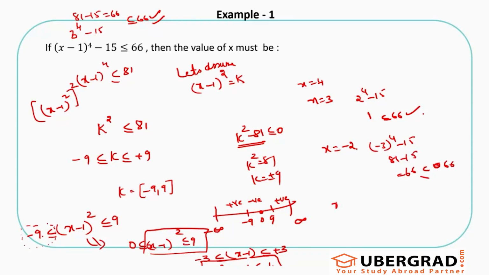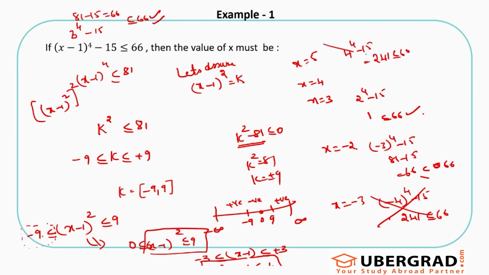If I take x as minus 3, I'm going outside this zone, right? So I will get minus 3 minus 1 is minus 4, whole power 4, minus 15, which is going to be 256 minus 15, which is 241, not less than or equal to 66. Right? If I try to go above this as well, 5, so 5 minus 1 is 4, power 4, minus 15. Again, I will get 241, not less than or equal to 66.